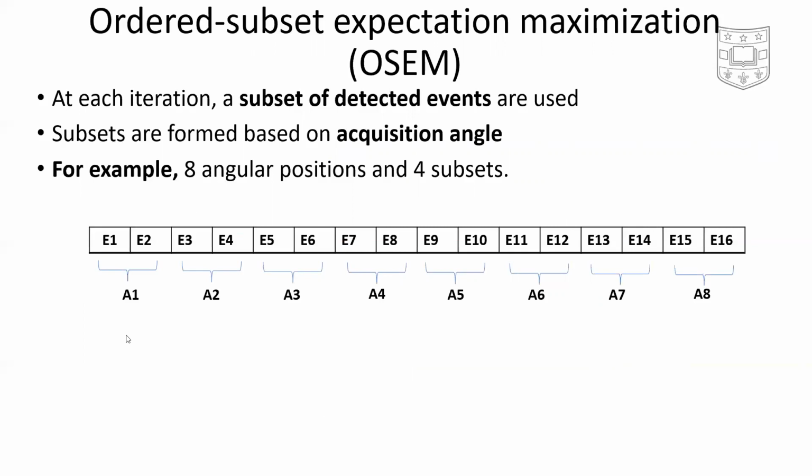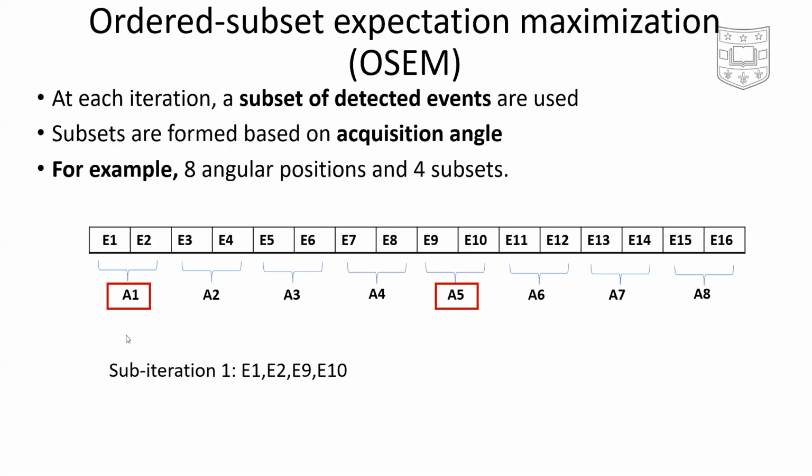For example, consider that our SPECT system acquires data from 8 angular positions. A total of 16 events are detected, denoted by E1 through E16. We assume that for each angle we detected 2 events, and we want to divide the events into 4 subsets. The first subset can be formed using events that are detected at angular positions 1 and 5. Using these events, we can perform an update and use it for the next initialization.